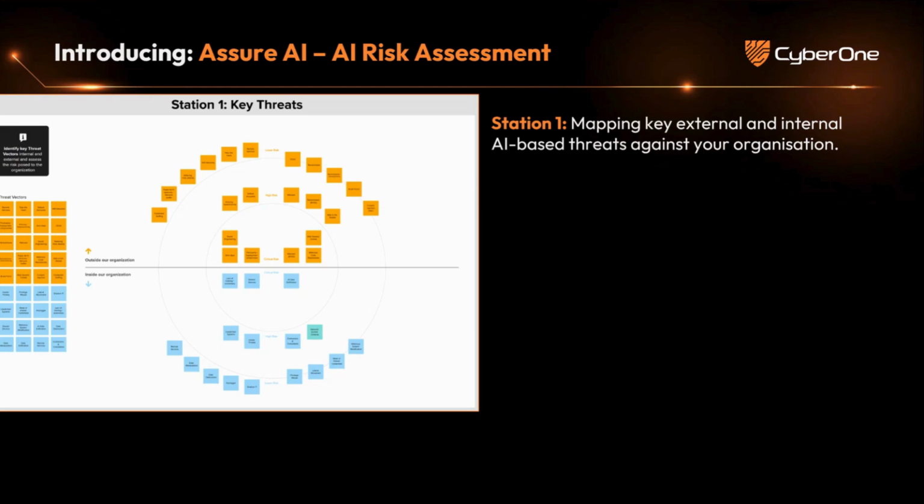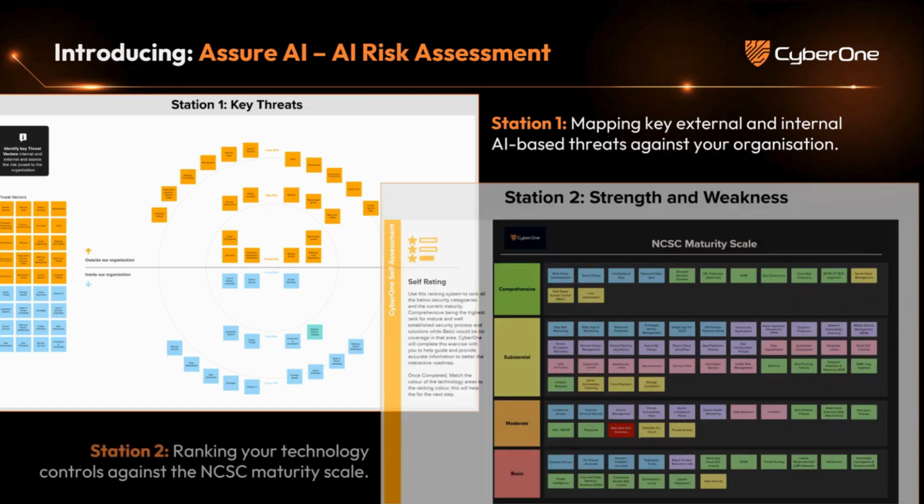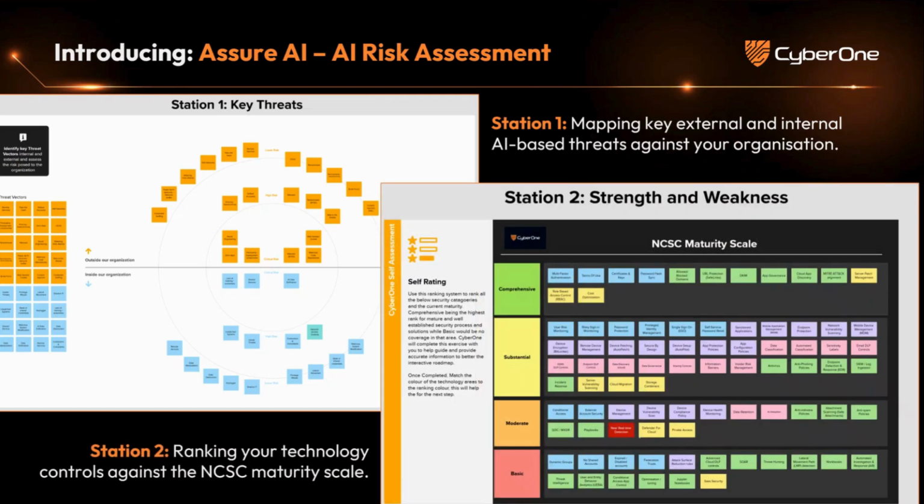And this is done dynamically in the workshop. So this diagram gets built up live on the session, live in the Teams call or live in person. And we can workshop these ideas together to build up what we believe the key threats for your organization are. What we then look to do is map your strengths and weaknesses against the NCSC's maturity scale. So where we think actually you're doing a good job in securing certain risks, we might put those in the comprehensive tier. But where maybe there's no control or minimal control, those may go in the basic tier.